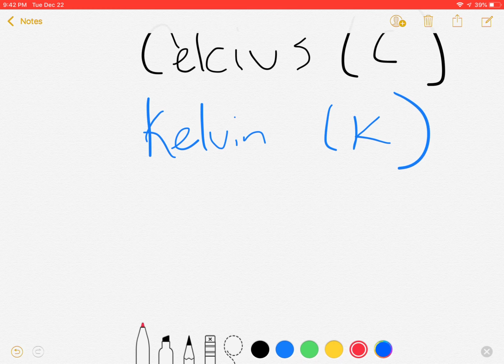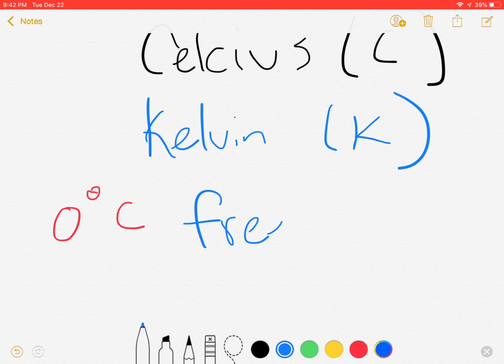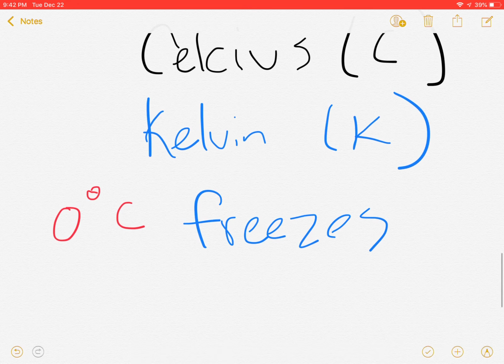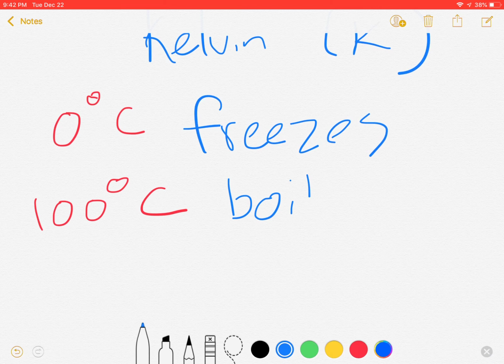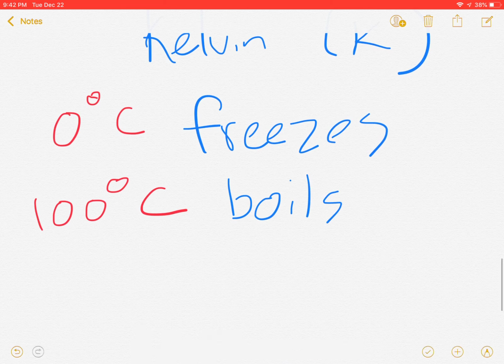Another thing to know about temperature is that water freezes at 0 degrees Celsius, and it boils at 100 degrees Celsius.